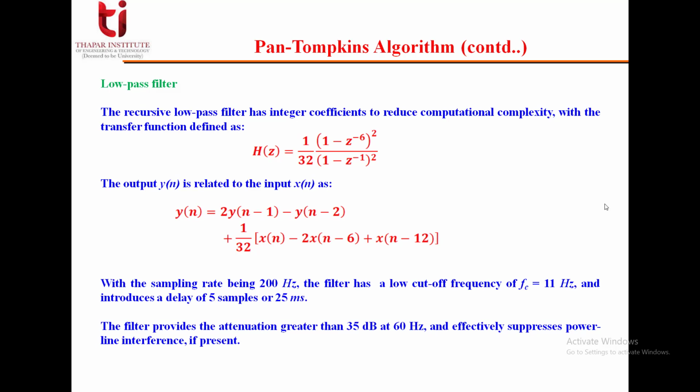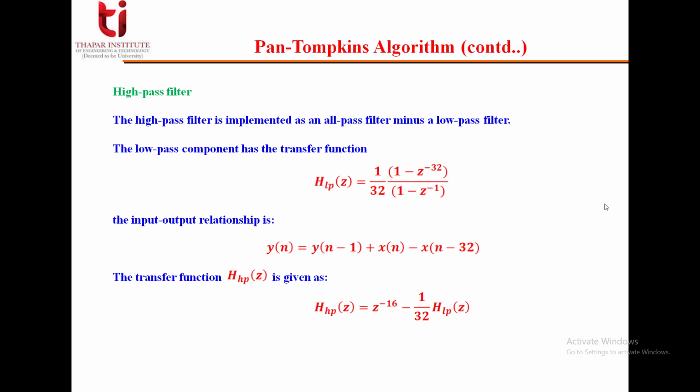Now, with the sampling rate being 200 Hz, this filter has a cutoff frequency of around 11 Hz and it introduces a delay of 5 samples, or we can say 25 milliseconds. The filter provides attenuation greater than 35 decibels at around 60 Hz, and it effectively suppresses power line interference if it is present.